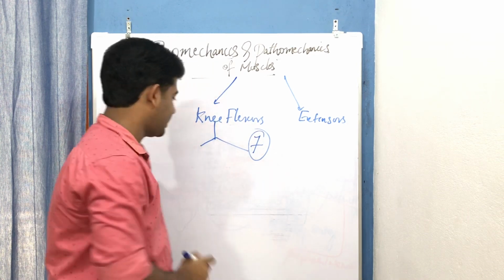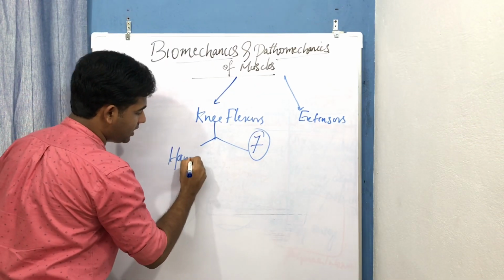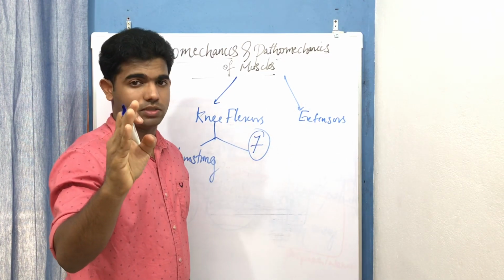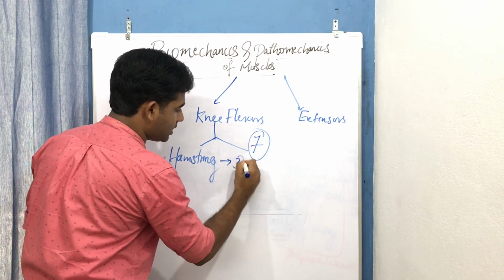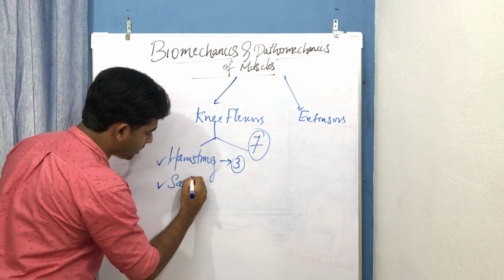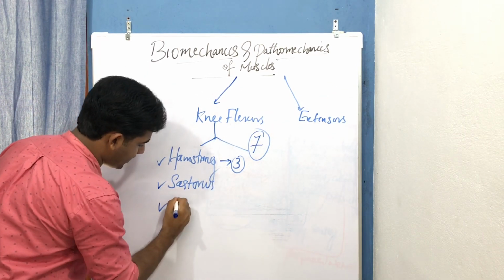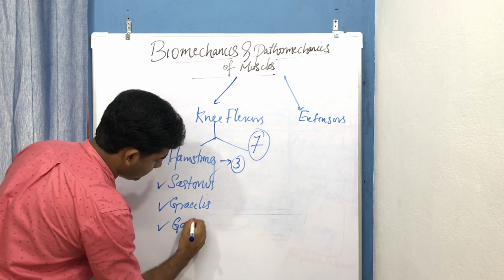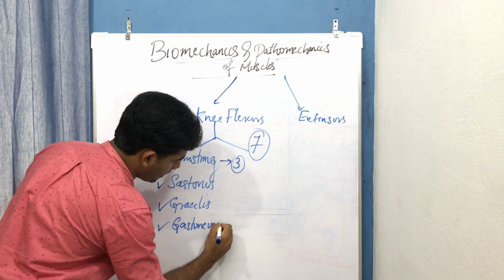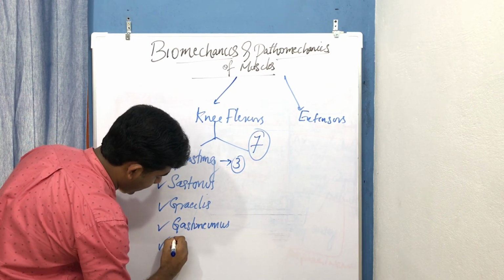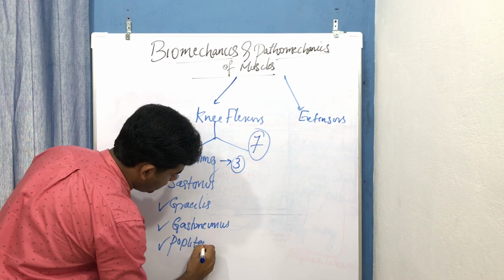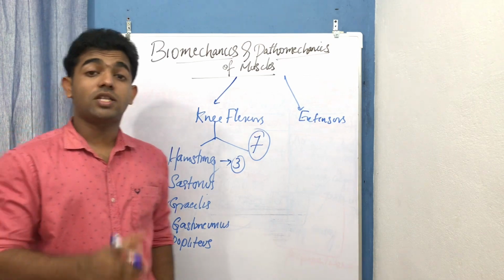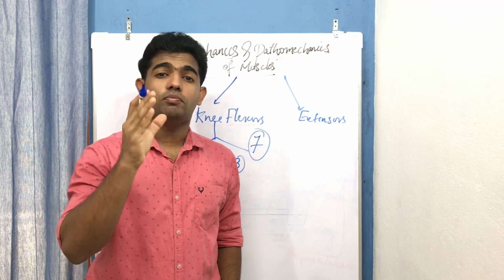Can you tell them? That is very simple. The first group of muscles is the hamstring, which includes semimembranosus, semitendinosus and biceps femoris. For your reference, that makes 3 muscles. The second muscle is the sartorius muscle. The third muscle is the gracilis muscle. The fourth one is the gastrocnemius muscle, and the next muscle is the popliteus muscle. See how many? 3, 4, 5, 6, 7 muscles. There are 7 muscles which are very important in knee flexion.